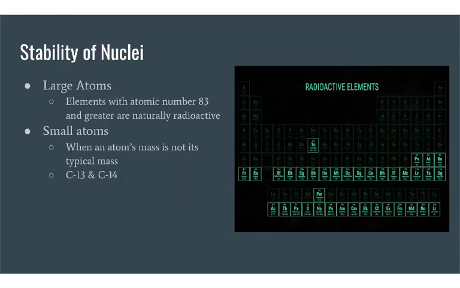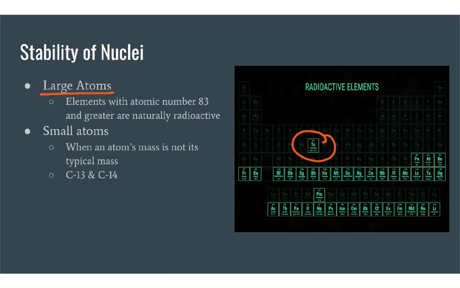So when we're looking at the stability of a nuclei, we're going to look at this in kind of 2 senses. So we have our large atoms. These are our elements with atomic number 83 and higher. You can kind of see them highlighted on the periodic table over here. Notice that there's one in the middle, technetium. That one is also considered radioactive, even though it's not as heavy as the others, right?